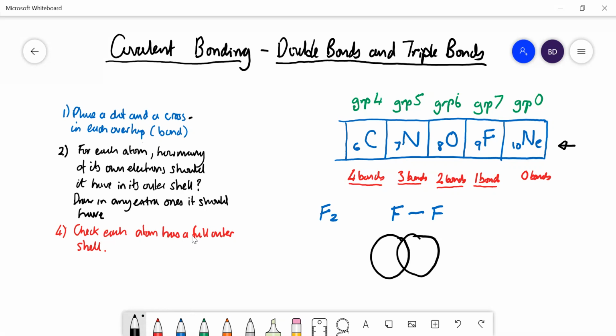Number 1 in blue says draw a dot and a cross in the overlap. Done that. Then in black it says, for each atom, how many of its own electrons should it have, and do we need to draw any extras? Well, fluorine is in group 7, and for this fluorine I've only drawn 1 dot, so I need to draw 6 more: 1, 2, 3, 4, 5, 6. And the same for this fluorine, I've only drawn 1 cross, so I need to draw 6 crosses.